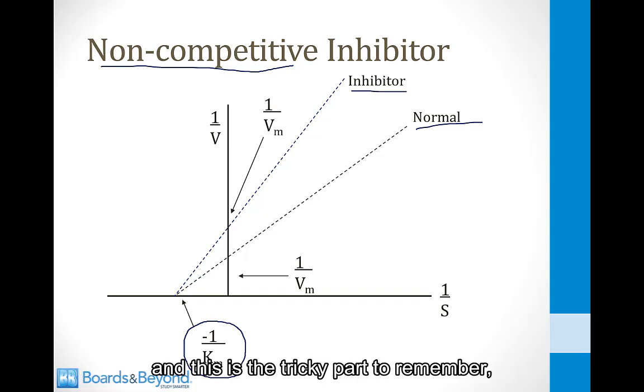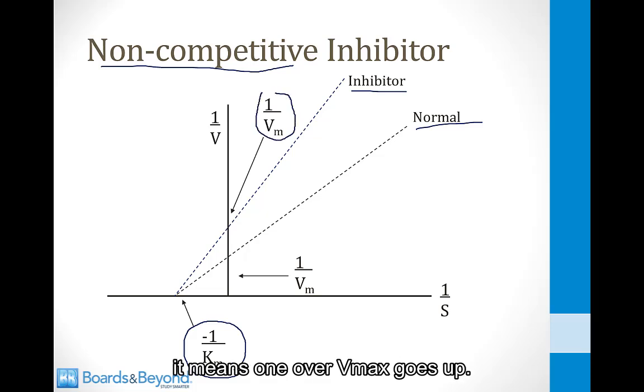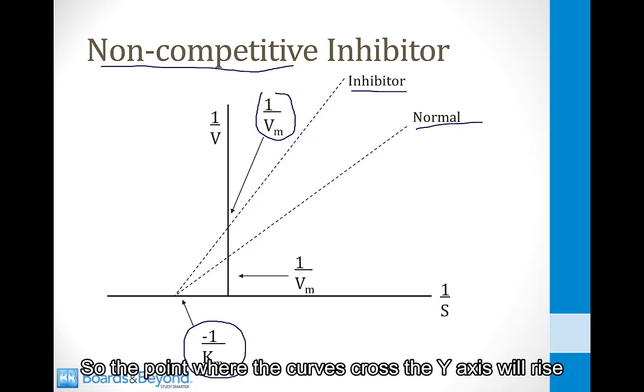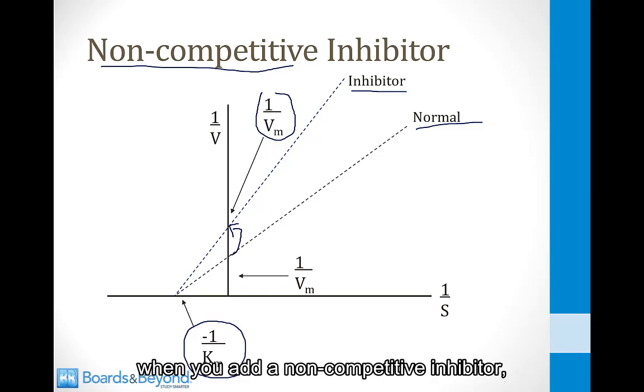And this is the tricky part to remember, but when Vmax goes down, it means 1 over Vmax goes up. So the point where the curves cross the y-axis will rise when you add a non-competitive inhibitor. That's because Vmax has gone down, and therefore 1 over Vmax has gone up.